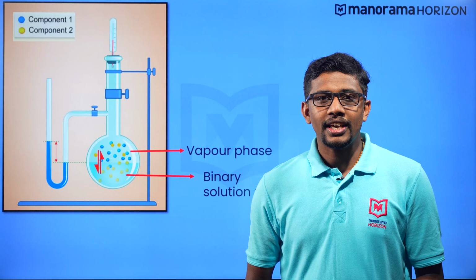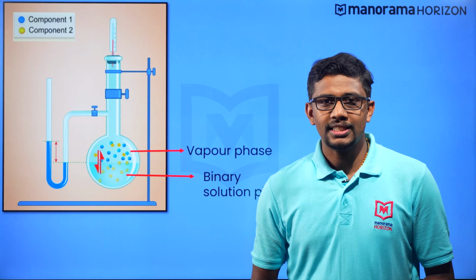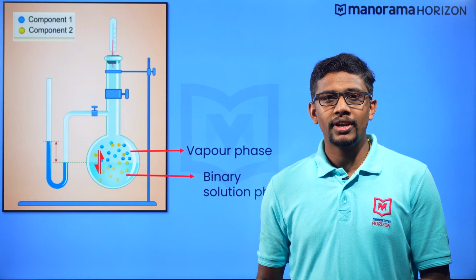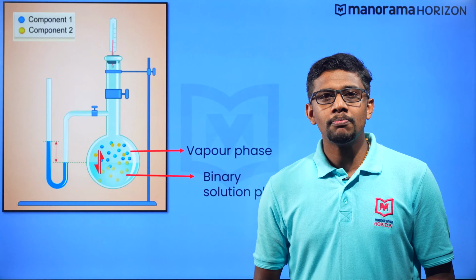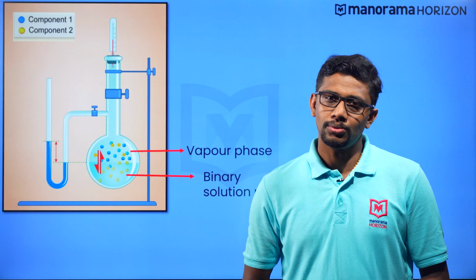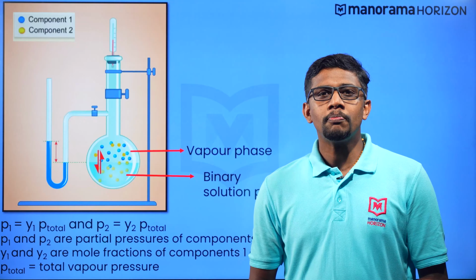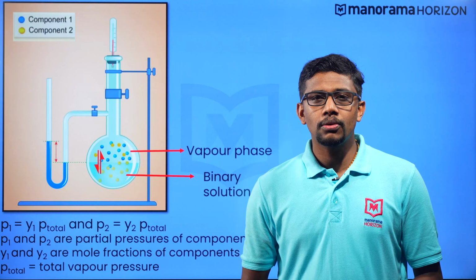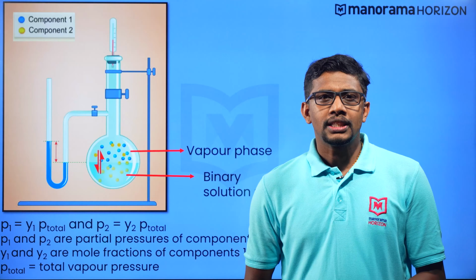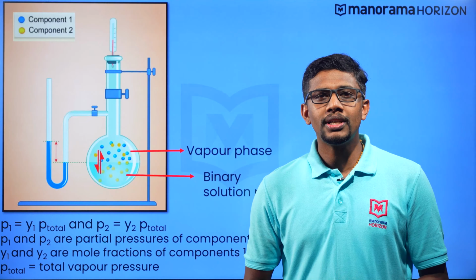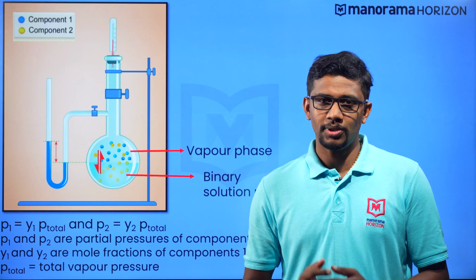When the vapor phase is in equilibrium with the solution phase, then the composition in the vapor phase is determined from the partial pressures of the components 1 and 2. You may use the equation P1 is equal to y1 P total and P2 is equal to y2 P total. This is true only if components are completely volatile and miscible.